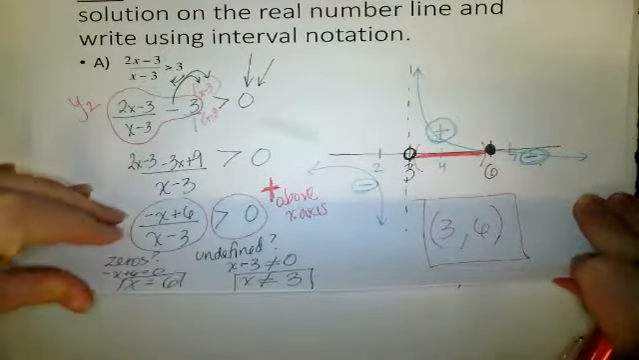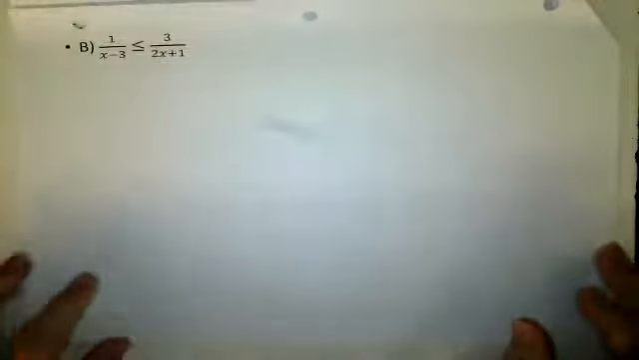One more. Oh my goodness. There we go. Letter B, 1 over x minus 3 is less than or equal to 3 over 2x plus 1.